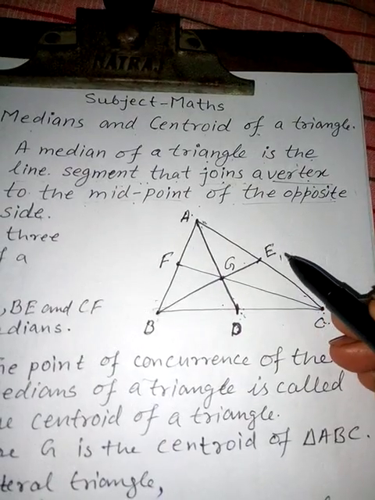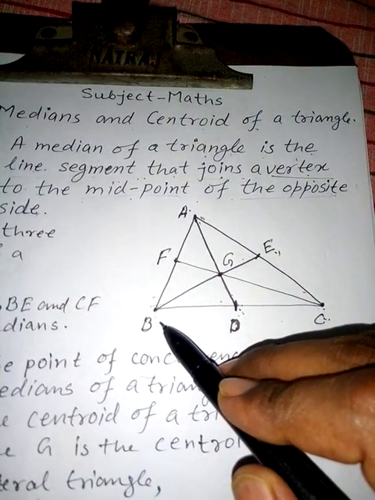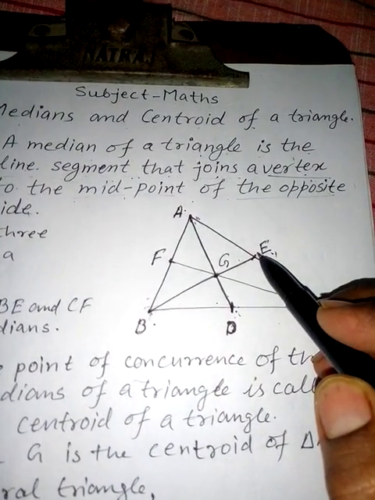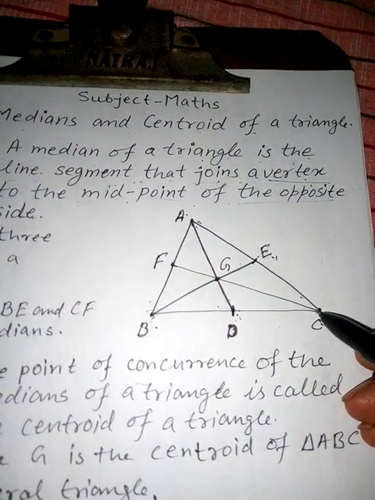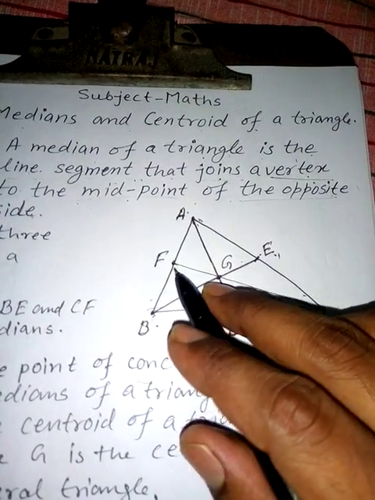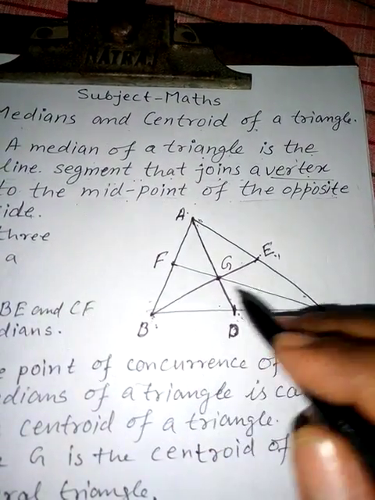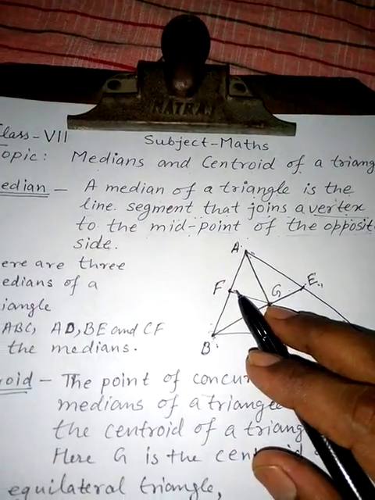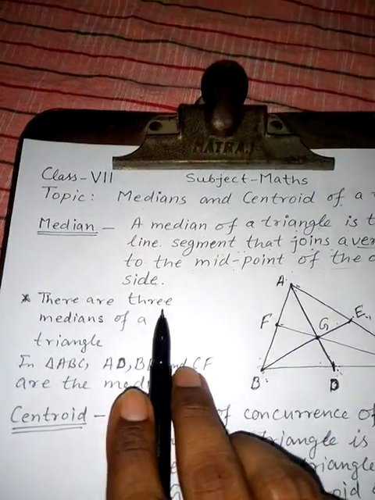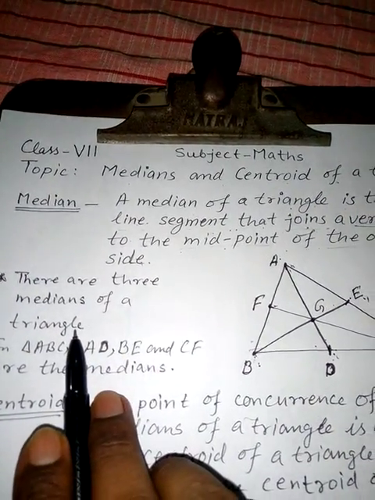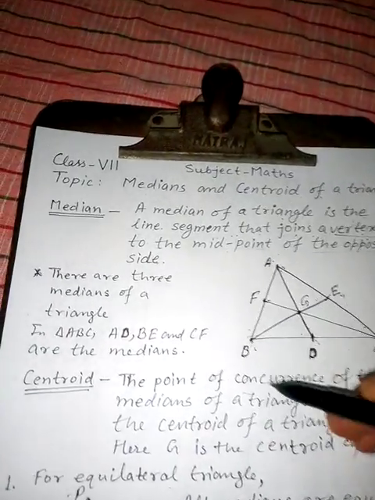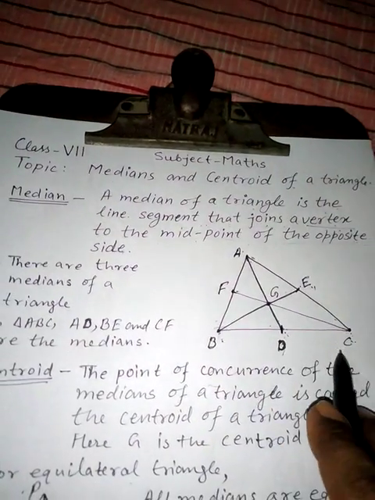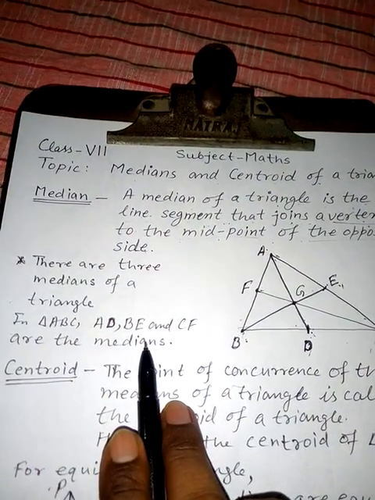Likewise, E is the midpoint, B is the vertex, so BE is also a median. And here C is a vertex and F is the midpoint of opposite side AB, and so CF is also a median. So there are three medians of a triangle. Here in this triangle ABC, AD, BE and CF are the medians.